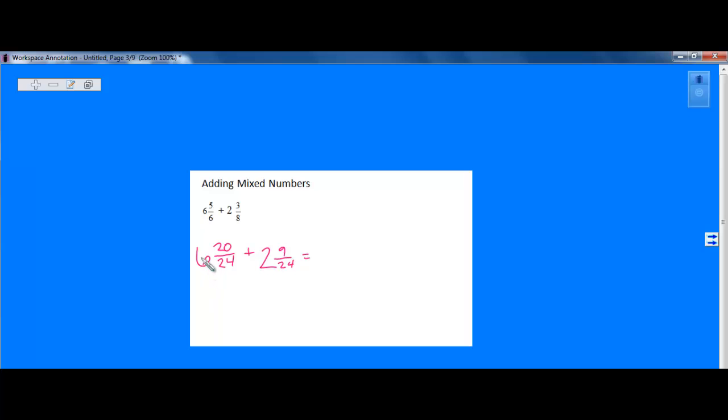First thing I'm going to do is add my whole numbers. My whole number 6 plus 2 gives me 8. And then I'm going to add my fractions together. 20 plus 9 gives me 29/24ths.